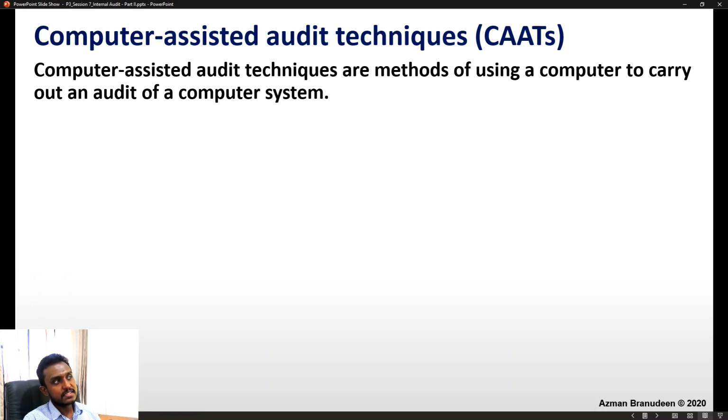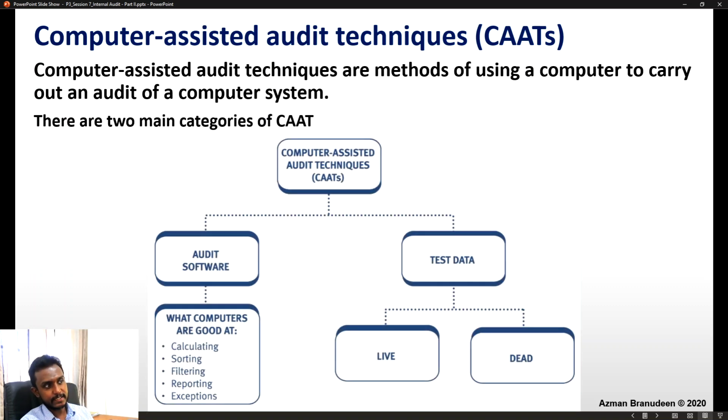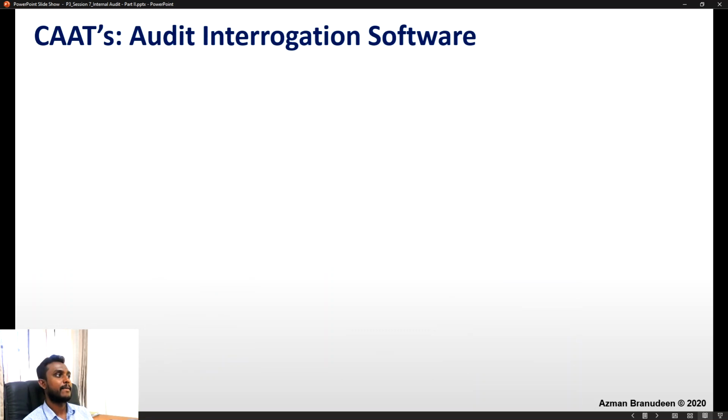So computer assisted audit techniques are methods of using a computer to carry out an audit of a computer system. There are two main categories of CAAT. One is the audit software category and the other is the test data category. So as you can see in the snapshot, audit software checks what computers are good at, and test data checks live data and the dead data. Take a look at them.